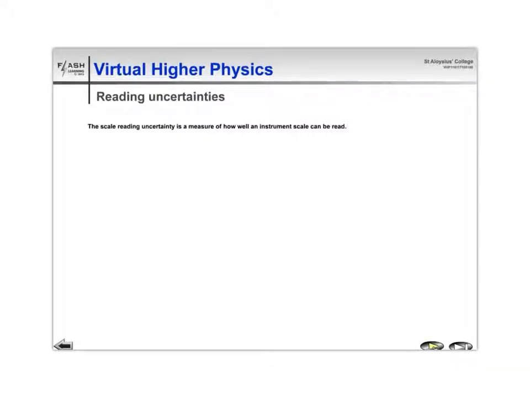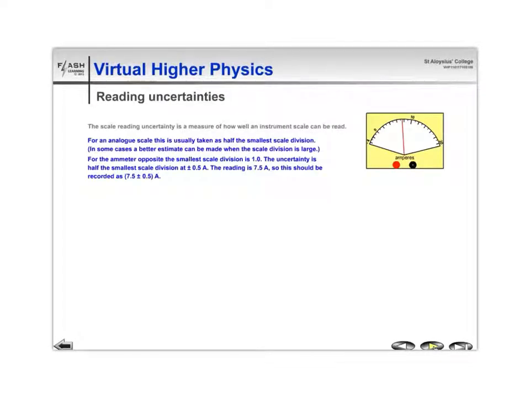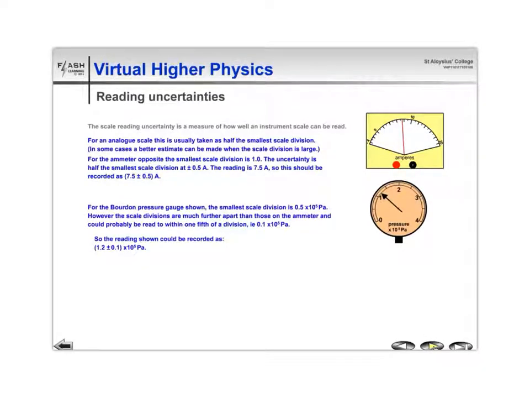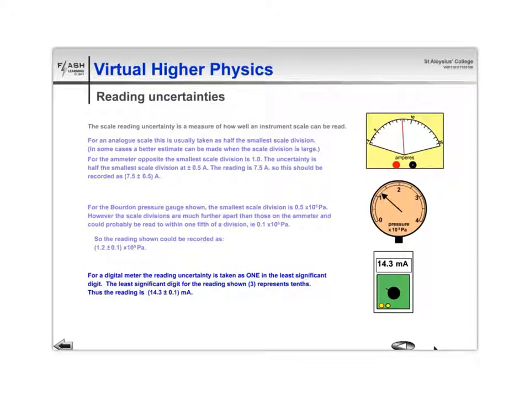The reading uncertainty, or scale reading uncertainty, to give it its full name, is an idea of how well an instrument scale can be read. In an analogue scale, it's usually taken to be half of the smallest division on the scale. In the first scale here, you can see that it's going up in steps of 1 amp. The smallest divisions there are 1 amp, so the uncertainty on that would be plus or minus 0.5 amps. So we could say that the reading here from this scale is 7.5 plus or minus 0.5.